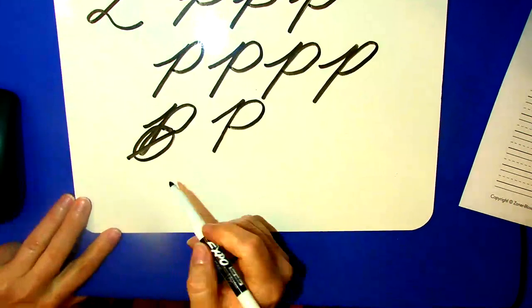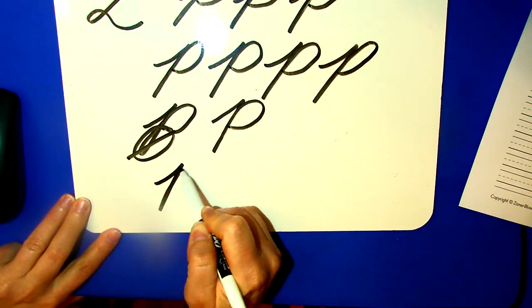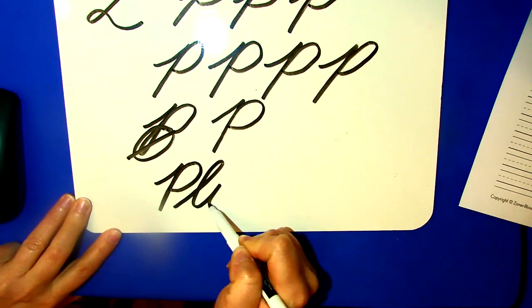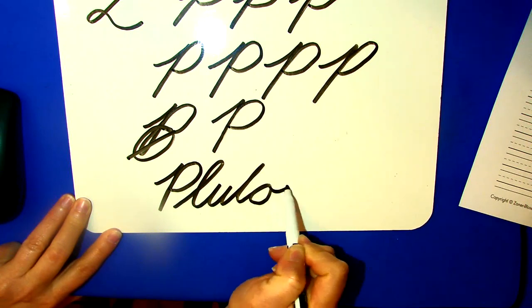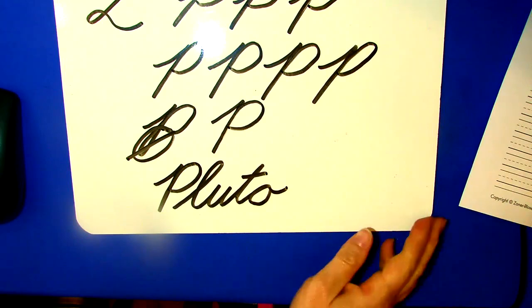Here's a planet. Undercurve, pull back, retrace, give it a belly, then write the rest of the word. Pluto. There's your uppercase P. Okay, boys and girls, we are totally ready to practice now on line paper.